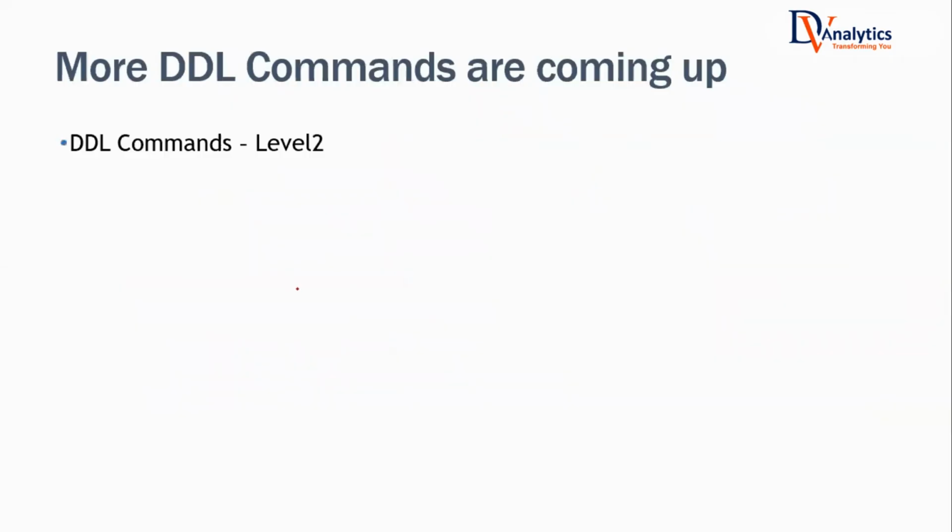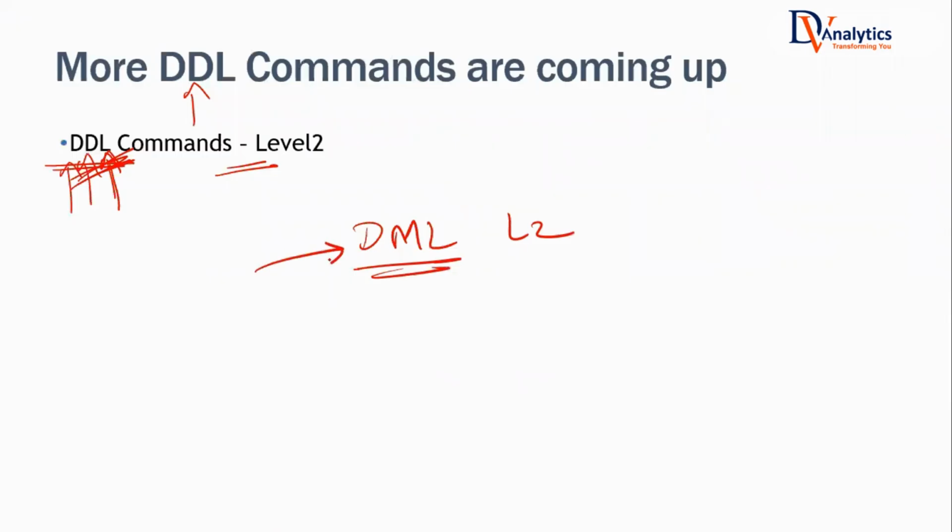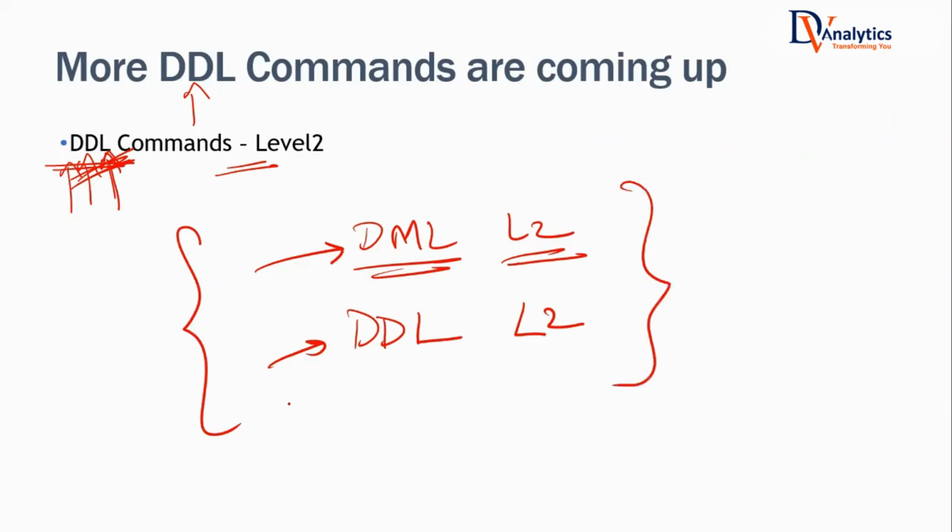In the upcoming sessions, we are going to discuss a few more DDL commands, a little bit more constraints and all that, a little bit advanced ones in the second level. This is level 1 of DDL, what we have discussed. The upcoming sessions are DML level 2, data manipulation language. Level 1 was done in the last session. After that, we will go to DDL level 2, a little bit advanced. All the commands may not be required, but we will see them nonetheless.